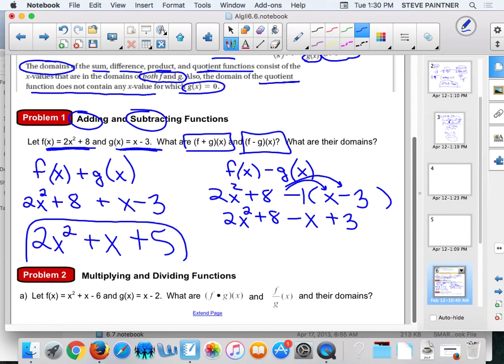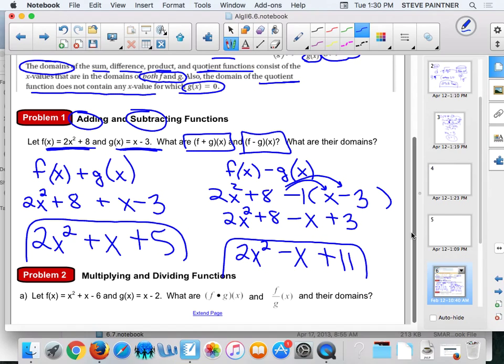Now, add like terms. Once you distribute the negative sign through, you're good to go. Answer? 2x squared minus x plus 11. What do you think? Subtraction is not that bad, is it?